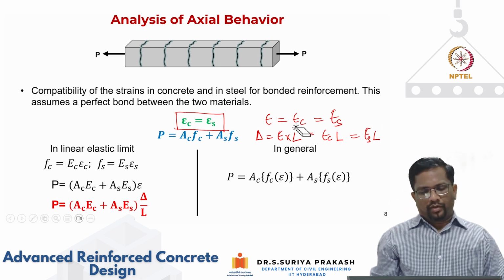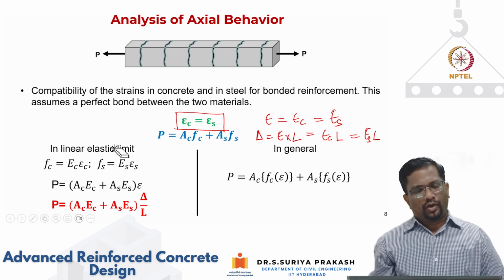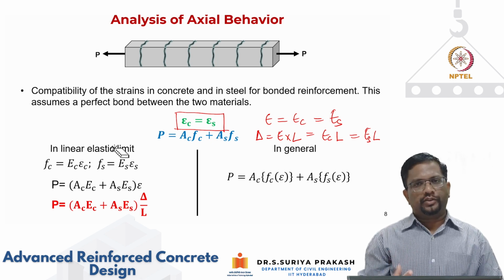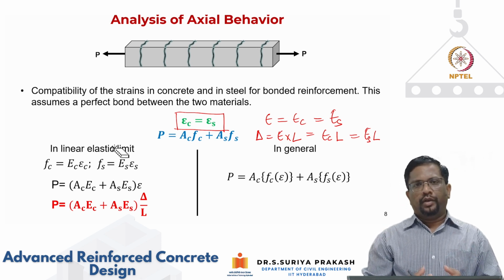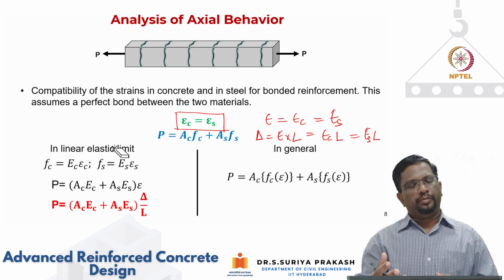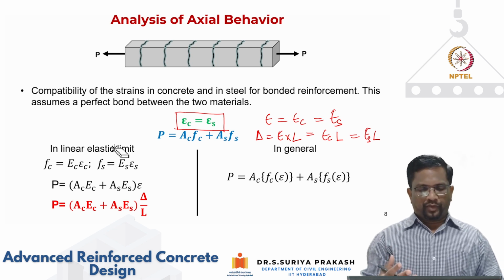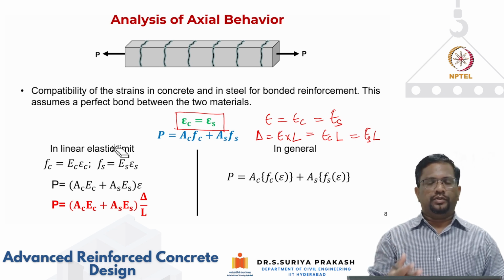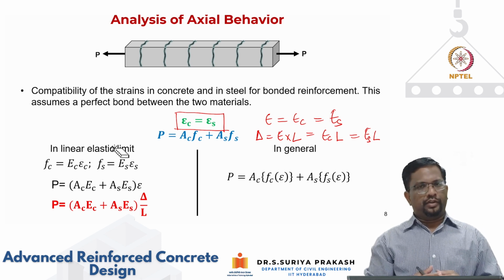So how do you relate stresses and strain? Stresses and strain are related by their constitutive relationship. These are basically material properties. If I give you strain, we should be able to give you stress depending upon the constitutive relationship that we have discussed in the material chapter. For example, for concrete, we have different models: parabolic model, Thorenfeld model, and a lot of other models are also available for describing the constitutive behavior of concrete in compression.